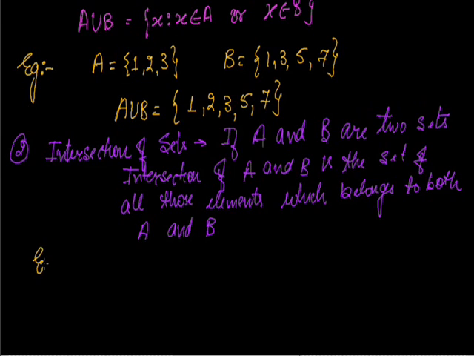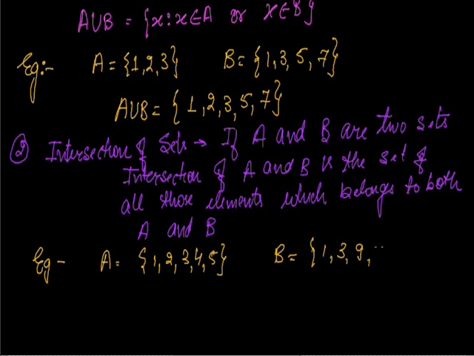Let's take an example. There is a set A that is 1, 2, 3, 4, 5. In set B, 1, 3, 9, 12. Find the intersection of A and B. The symbol of intersection is A ∩ B. So in the intersection of A and B, only the common part of A and B will come. Let's see, 1 is common in both, 3 is common in both. They are the two elements which are common in both the sets. So the intersection of A and B will be equal to 1, 3.